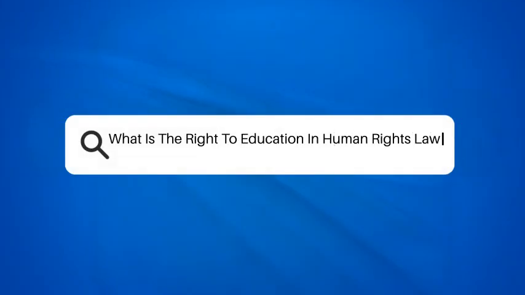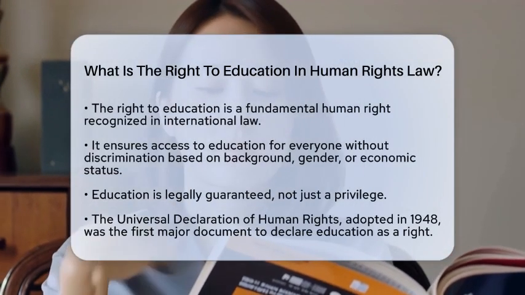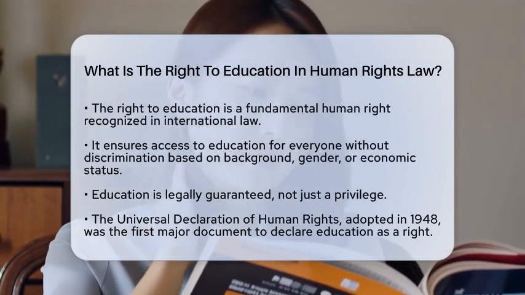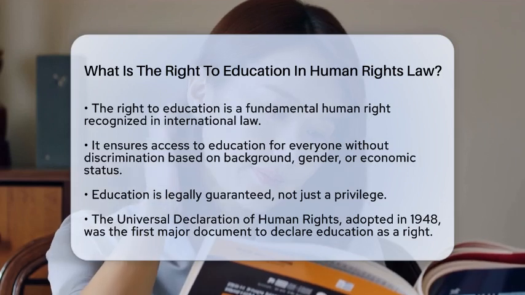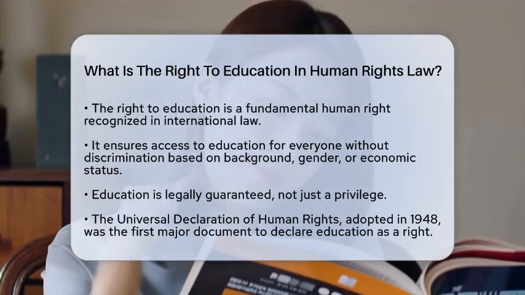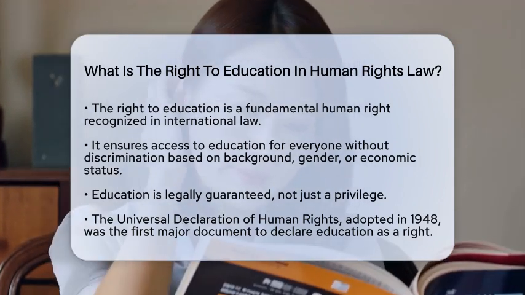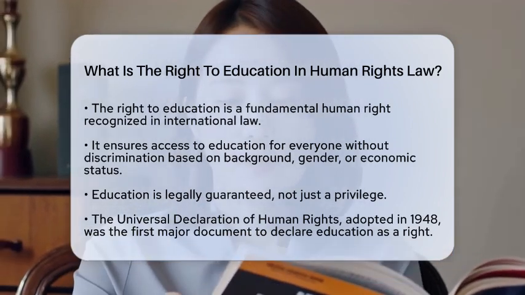What is the right to education in human rights law? Have you ever wondered how the right to education shapes our world? This fundamental human right is recognized in international law and ensures that everyone can access education without facing discrimination. It is not just a privilege. It is a legal guarantee for every individual, regardless of their background, gender, or economic status.